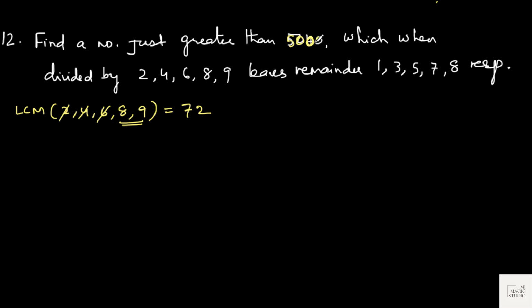Oh no, let's make it 5000, not 5040. It doesn't look good. That would be 5040. Maybe like from the last question we have mentioned this. Find a number just greater than 5000. Now how to find this?